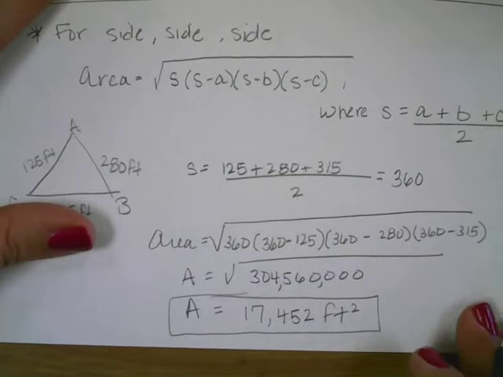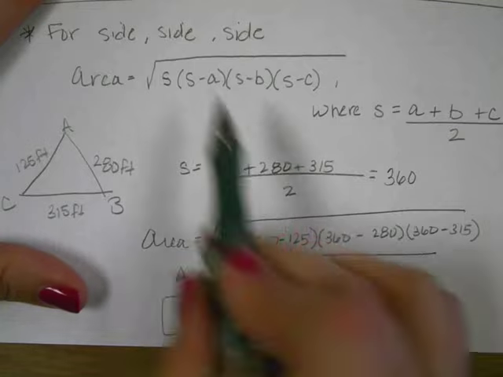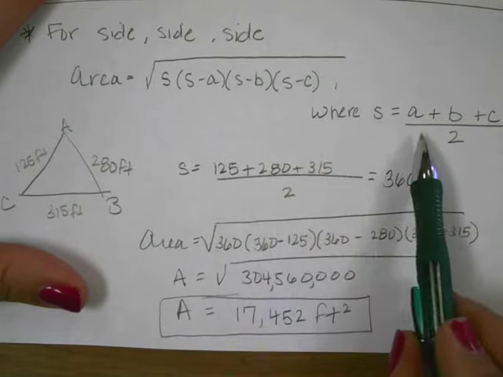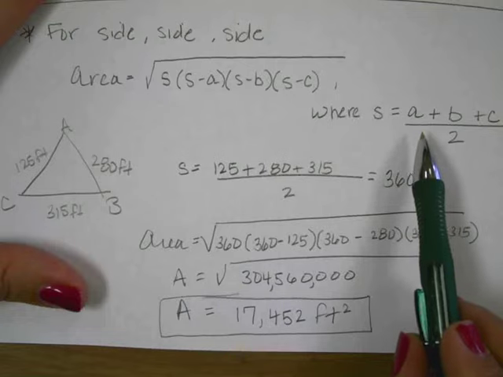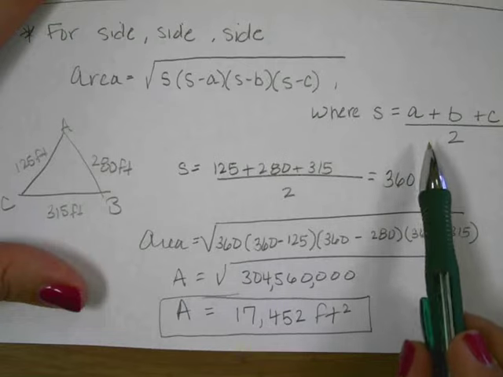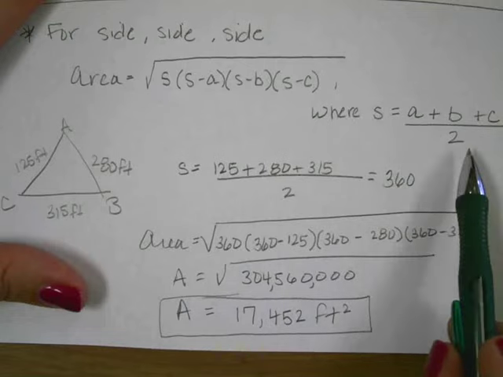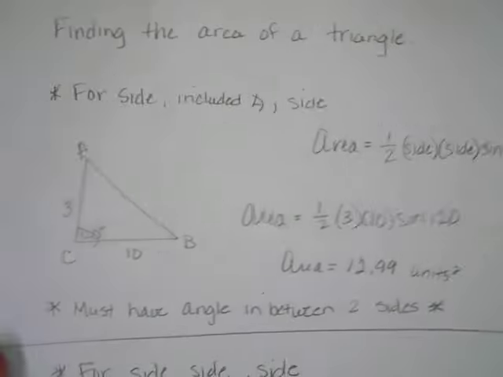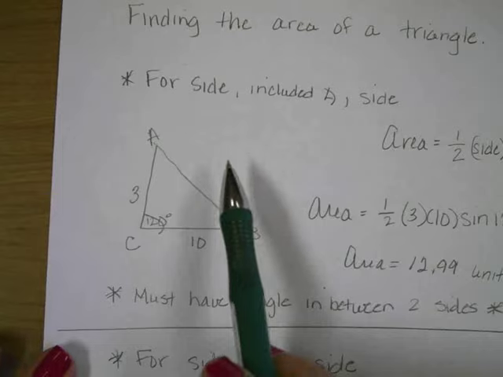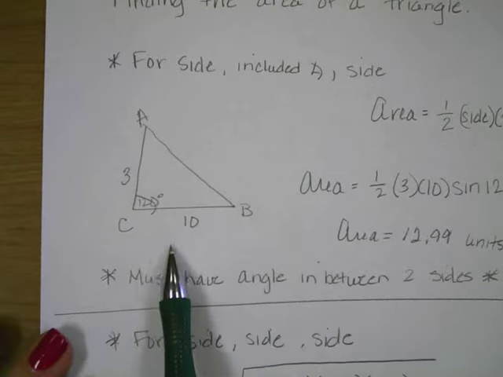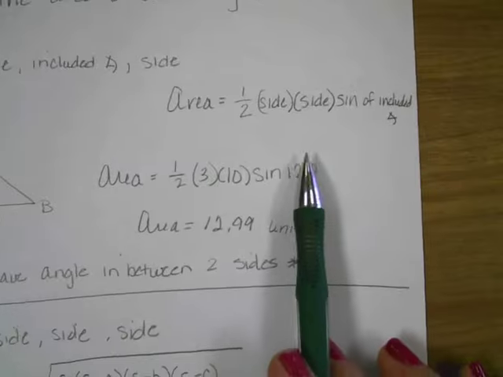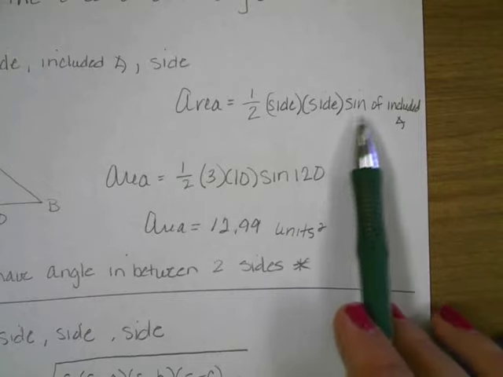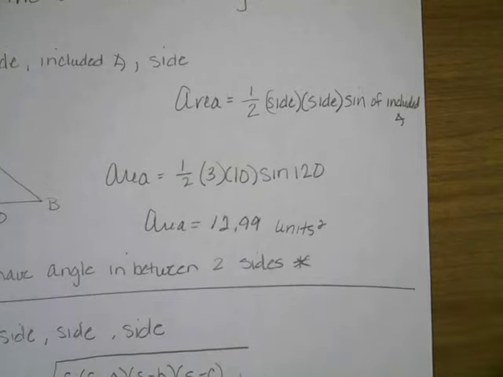So you're going to use this formula if you have all three sides. It's called Heron's formula, where the s is half the perimeter, a plus b plus c divided by 2, and a, b, c are the lengths of the sides. And if you have side, included angle, and side, then you can use this formula: 1/2 the first side times the second side times the sine of the included angle.